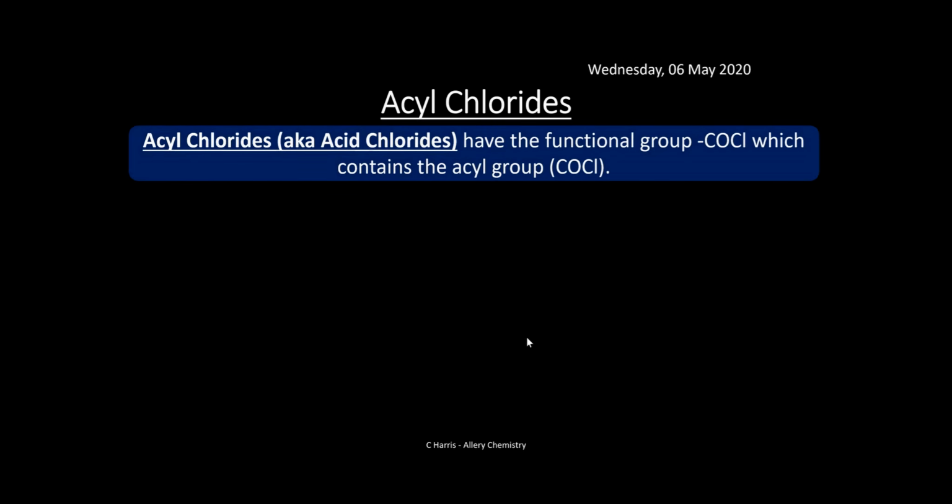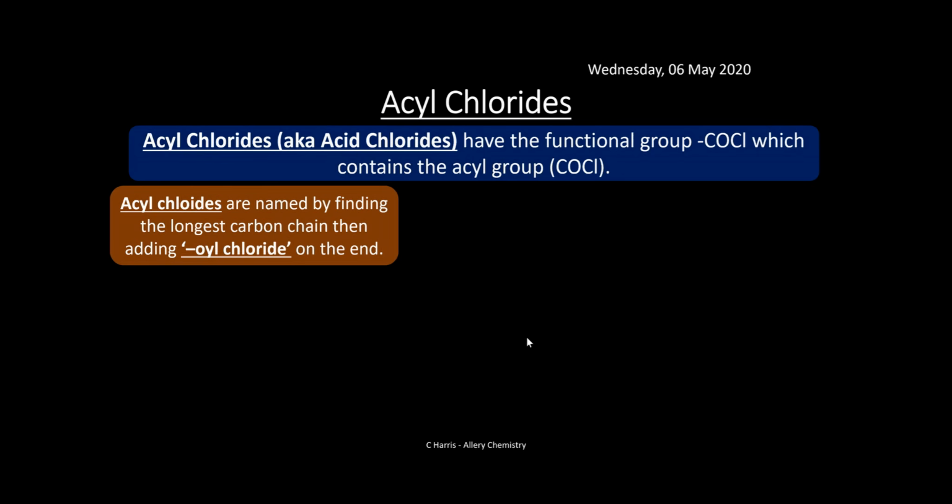Okay, so let's look at some derivatives of carboxylic acid. These are based on a carboxylic acid but have a slight difference to them. An example of that is an acyl chloride. They have the functional group COCl. So instead of COOH, like carboxylic acid, they have a chlorine instead of the OH part. It contains the acyl group, which is COCl. These are named in a similar way to carboxylic acids. There's no difference in terms of the naming, other than we put acyl chloride at the end.